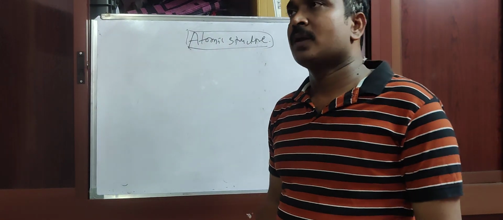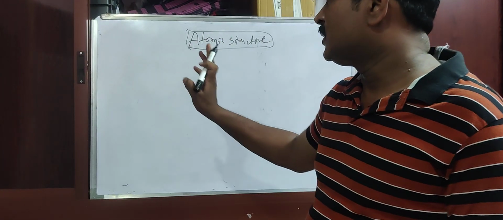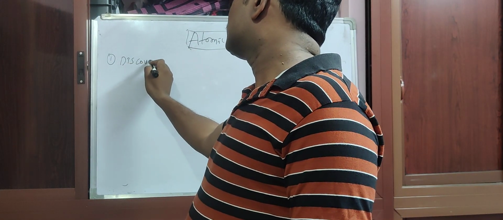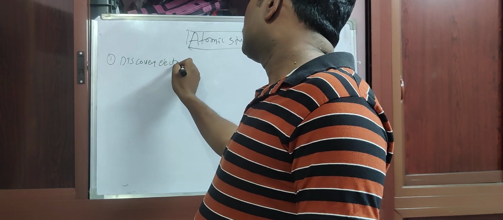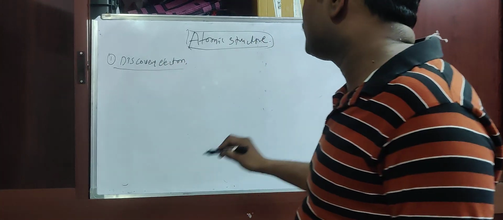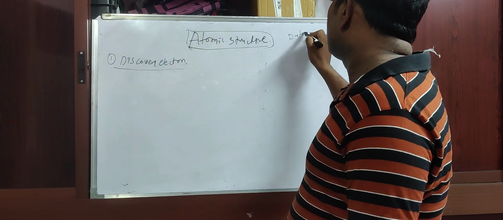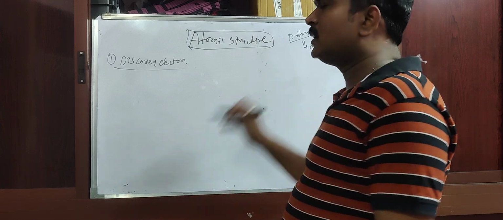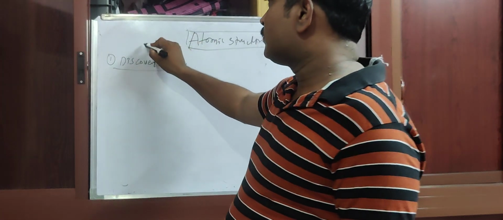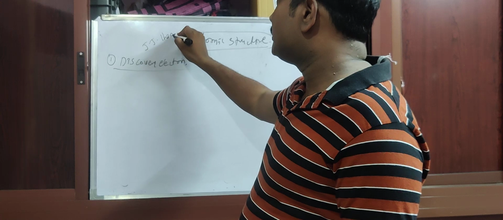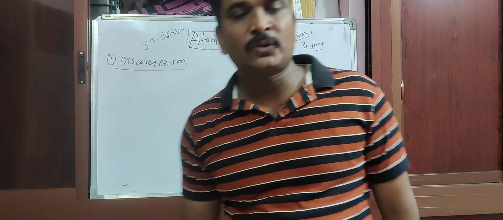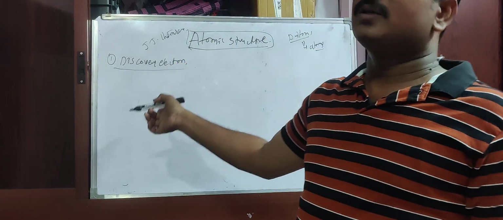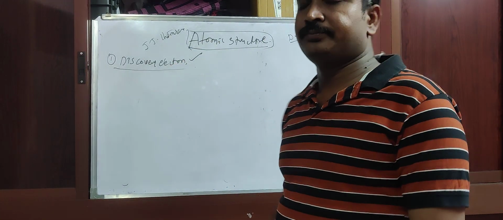First, we have to discuss the discovery of the electron. Who discovered the electron? Up to the 18th century, Dalton said the smallest particle that exists in the universe is the atom. After that, a famous scientist, J.J. Thomson, did the cathode rays experiment, the discharge tube cathode rays experiment. He found the electron.